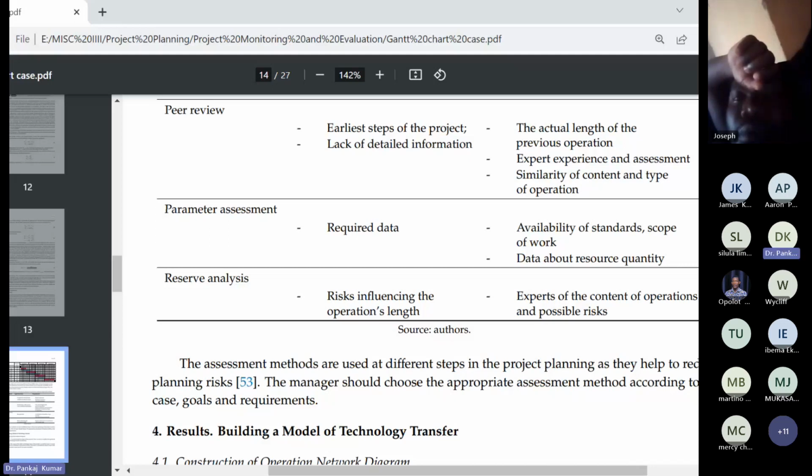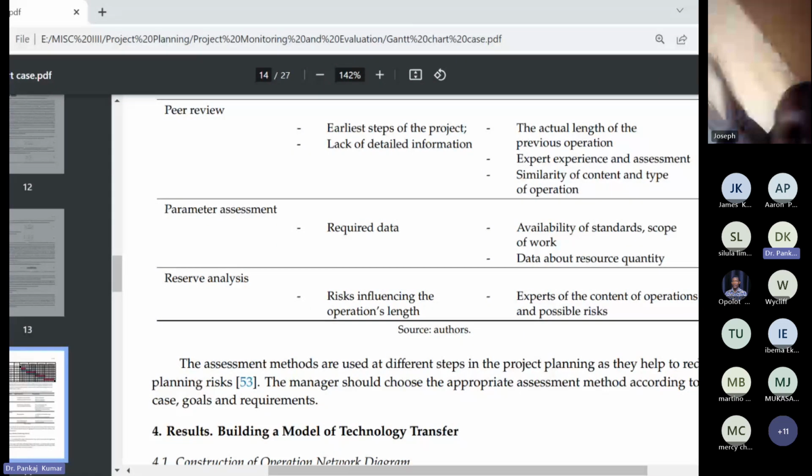We can maintain transparent and regular communication with project stakeholders about the status of reserves, including how much remains and the reasons for their use. We can report on the utilization of contingency and management reserves in project status reports and updates to ensure all parties are aware of changes to the project timeline or budgets.